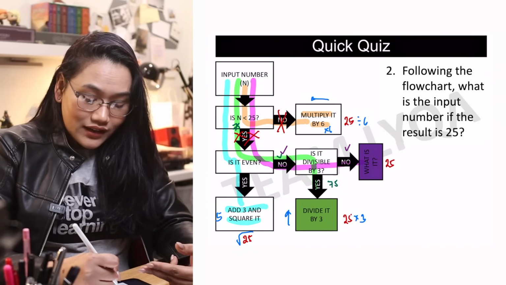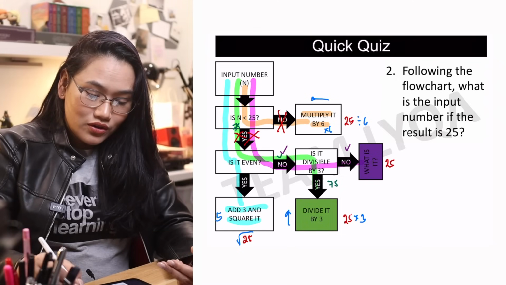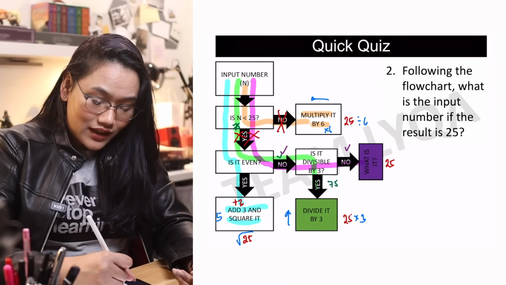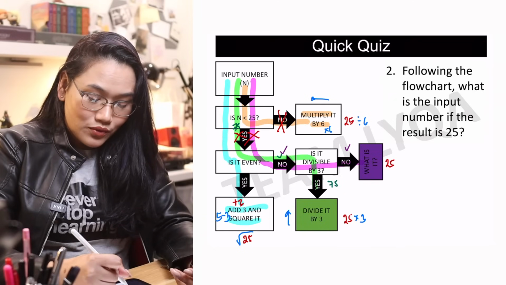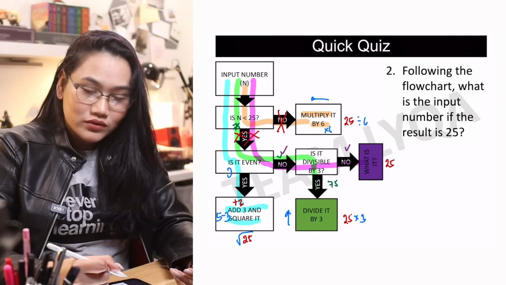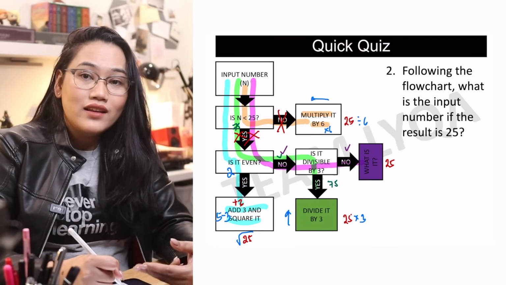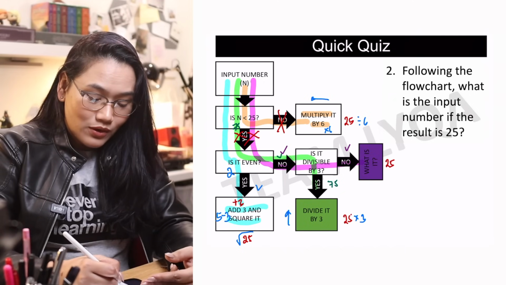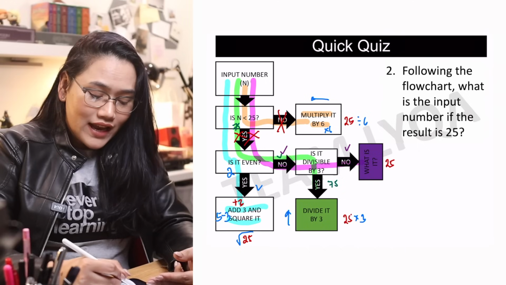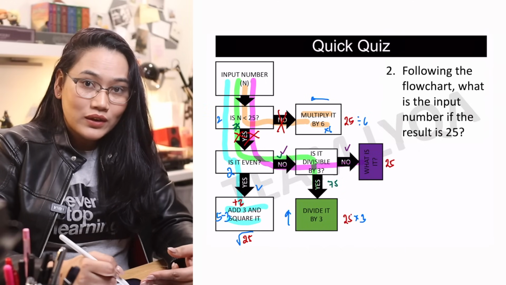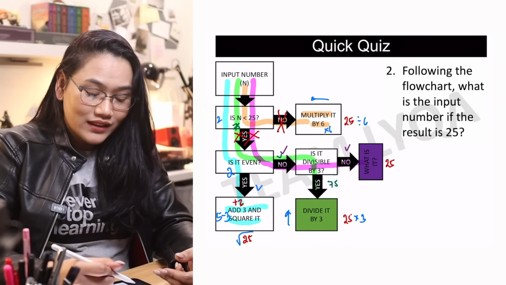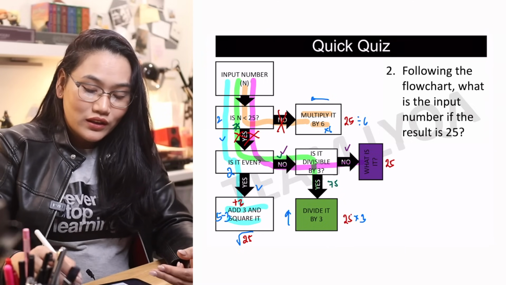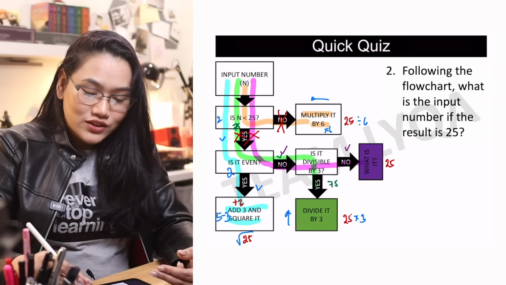Kung nag-add ka ng 3 dun sa tanong, that would be plus 3 here. Backtracking. Dun sa number natin, ibabawas natin yung 3. So, here, it will be 2. Now, is 2 even? Yes. So, tama tayo dyan. Dito na tayo dun sa sinundan. Sabi, is n smaller than 25? Na kung ang n natin ay 2, is it smaller than 25? Yes. So, tama rin tayo dito. So, ibig sabihin nun, if the result is 25, the input number has to be 2.